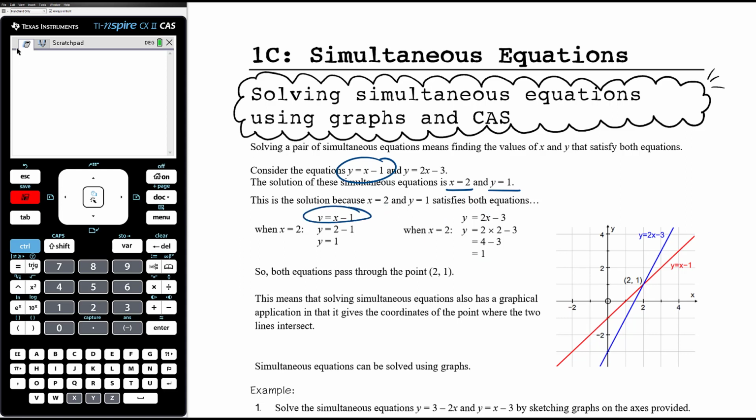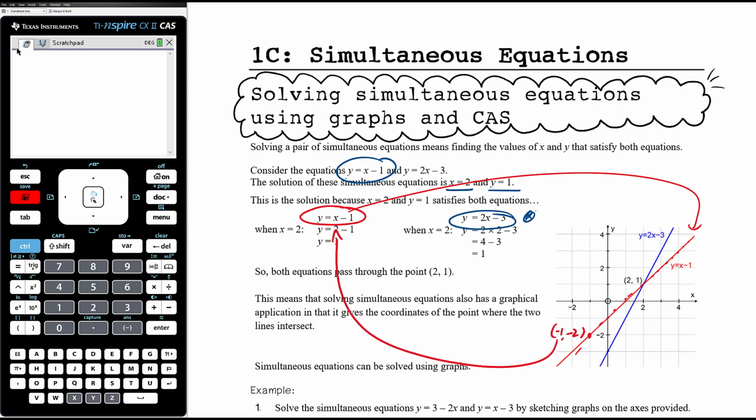There would be infinitely many combinations of x and y values that satisfy this equation alone, and infinitely many values of x and y that satisfy this equation alone. In fact, it'd be all the points along the line y equals x minus 1. So over here, you've got the red line, y equals x minus 1, and every single point along that line satisfies that equation. So this point here, negative 1, negative 2. If I sub x equals negative 1, I get y equals negative 2. Every single point along that line satisfies that equation.